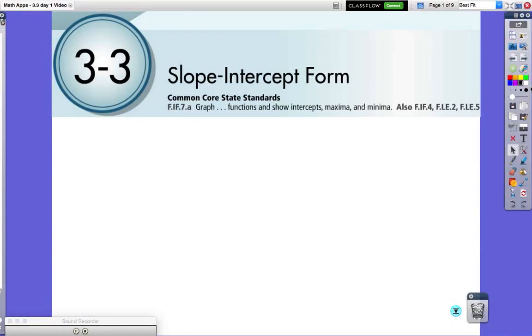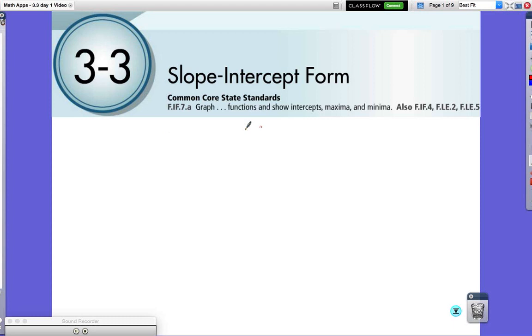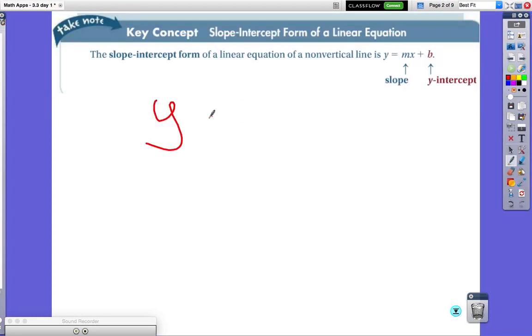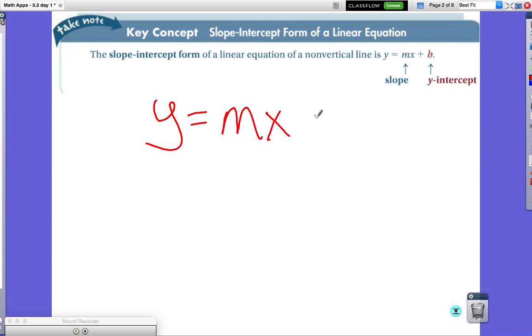All right, today we're going to quickly go through 3.3 slope-intercept form. Just one main thing today. The thing to remember is what slope-intercept form is. Right, y equals mx plus b. You'll use this for every problem today.